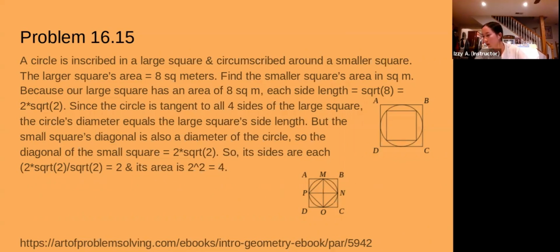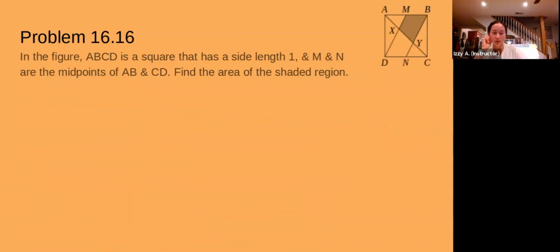Okay, and so we're going to move on to the last problem of chapter 16, which is this problem. So in the figure, ABCD is a square that has a side length 1, and M and N are the midpoints of AB and CD. Find the area of the shaded region.